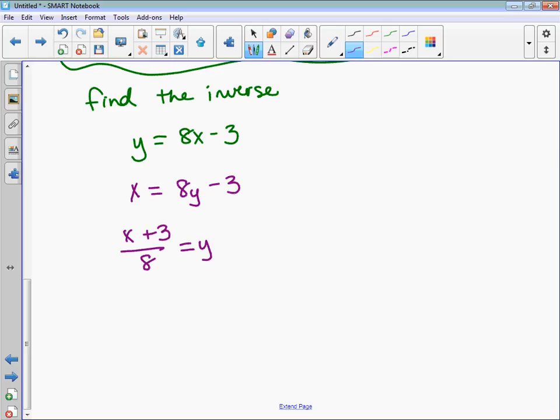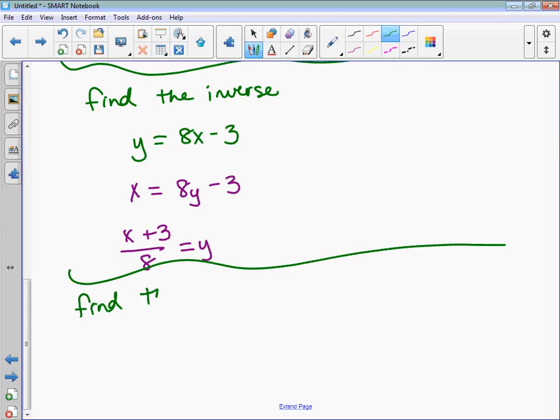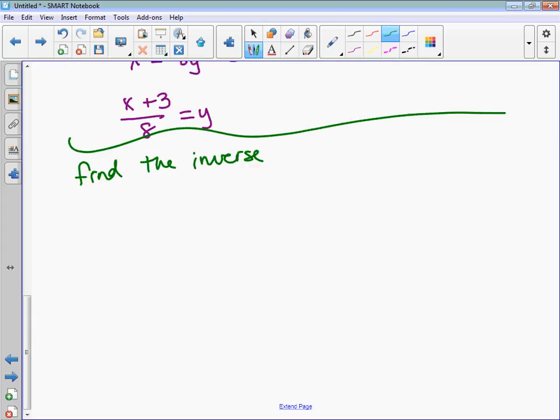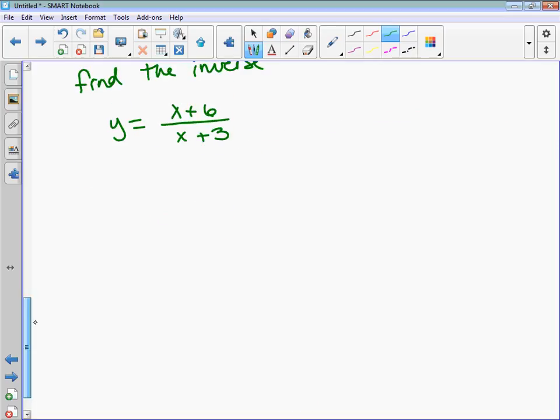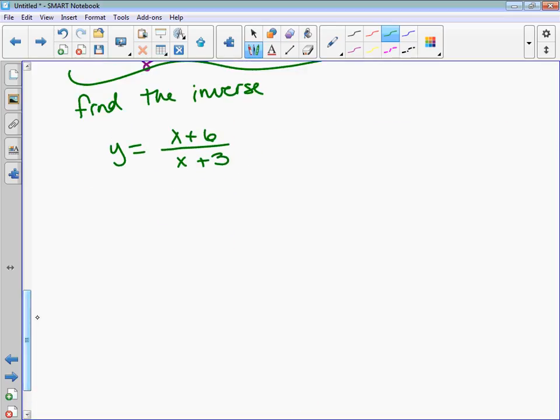Easy enough. Let's see, do I have a trickier one to give you? I do. All right, last example, guys, okay? 2 sections in 1 day. Good work, guys. And we're going to do this one together because it's a little different. All right, so that's what you are given. Y equals x plus 6 over x plus 3.